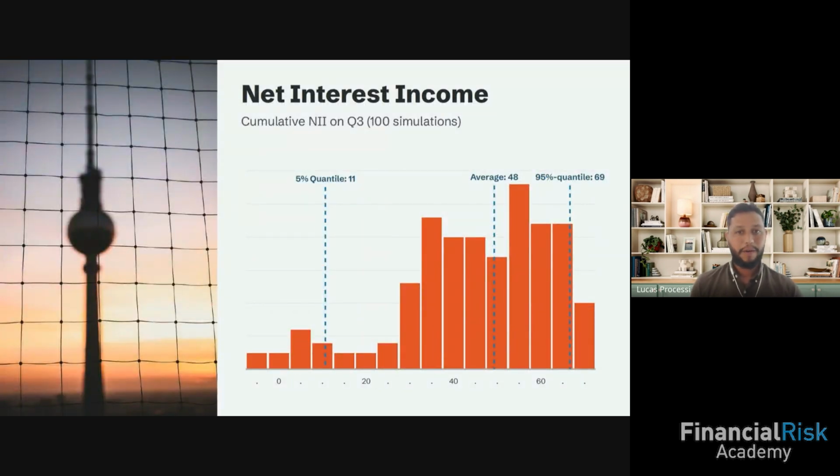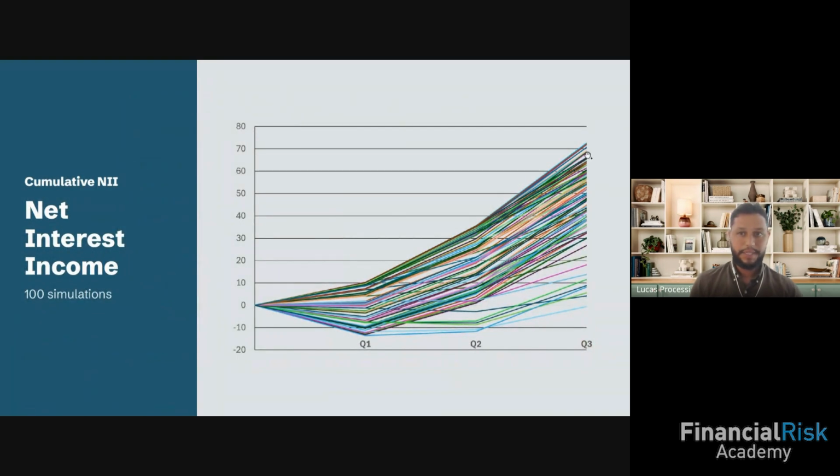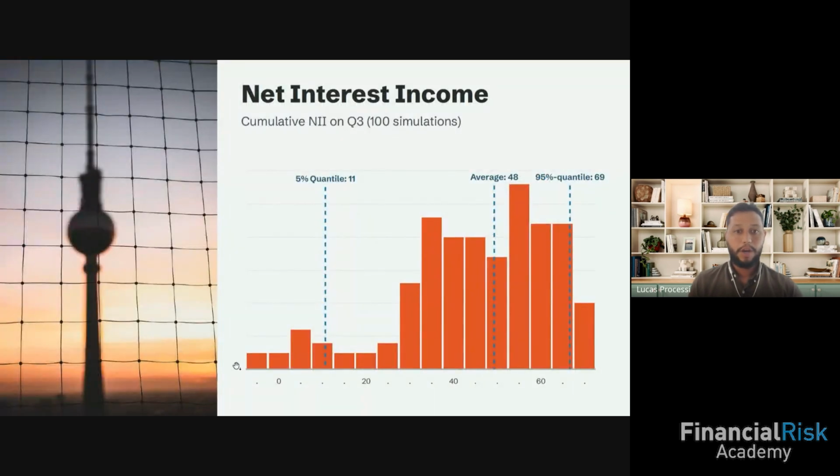And this is a breakdown of this third point here. So this is a breakdown of the probability distribution with a histogram. And we also have the average NII, which is 48 over the 3 periods. And we also have the quintiles that we can use to do the earnings at risk calculation in our case.